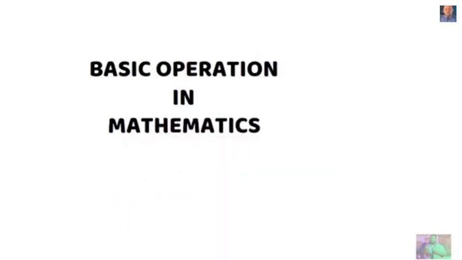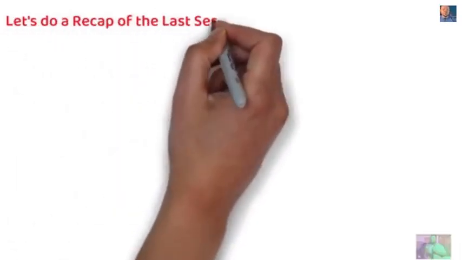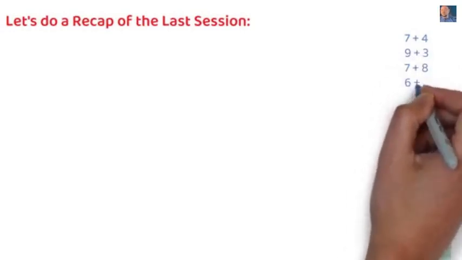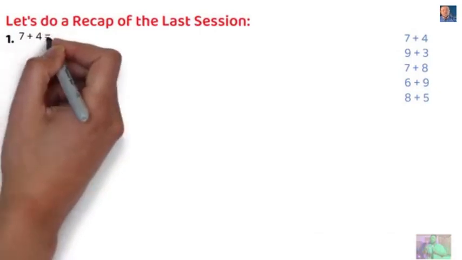We have been doing basic operations for some time now. We're going further a bit. Last time we did part 2A, we're doing 2B now. So let's take a recap of the last session. We did some mental mathematics for addition in the last section. So let's see what we did.